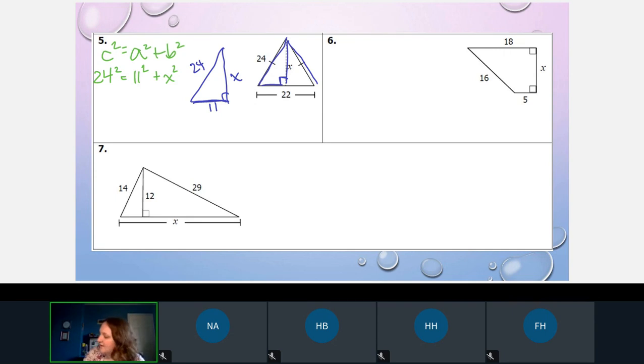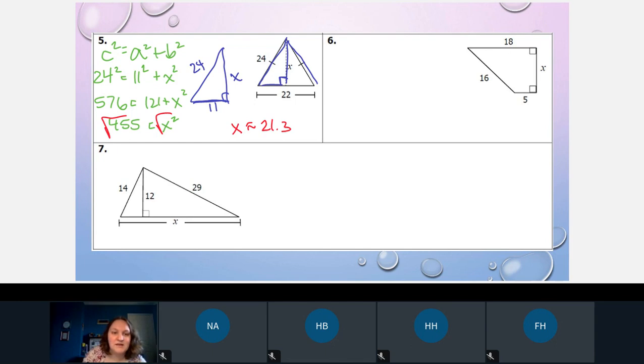So then we'll say, okay, well, 24 squared, 576. 11 squared, 121. And now I'm solving for X, which means I need to get rid of this 121. So subtract 121 from both sides. And to undo my square, I'm going to square root. Make sure that you can get the answer on the calculator. 21.3, good job. Make sure that you can get 21.3 on your calculator.